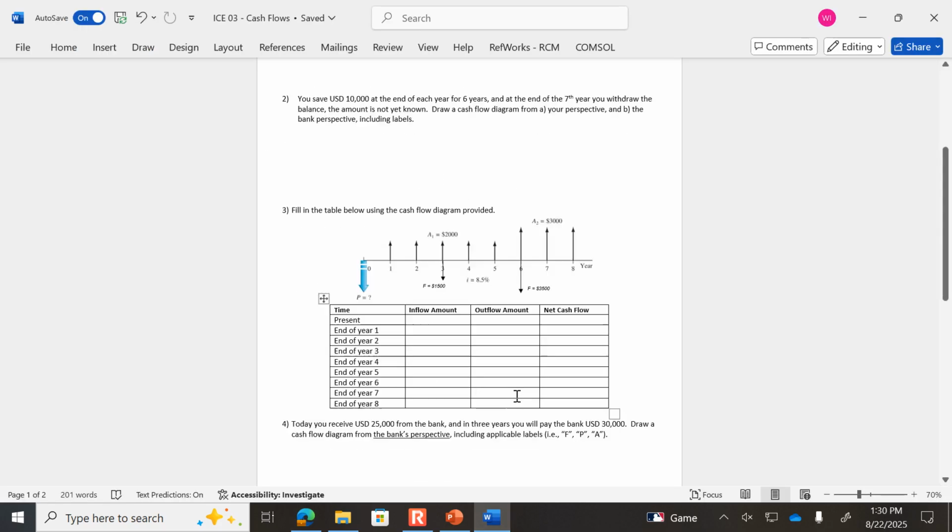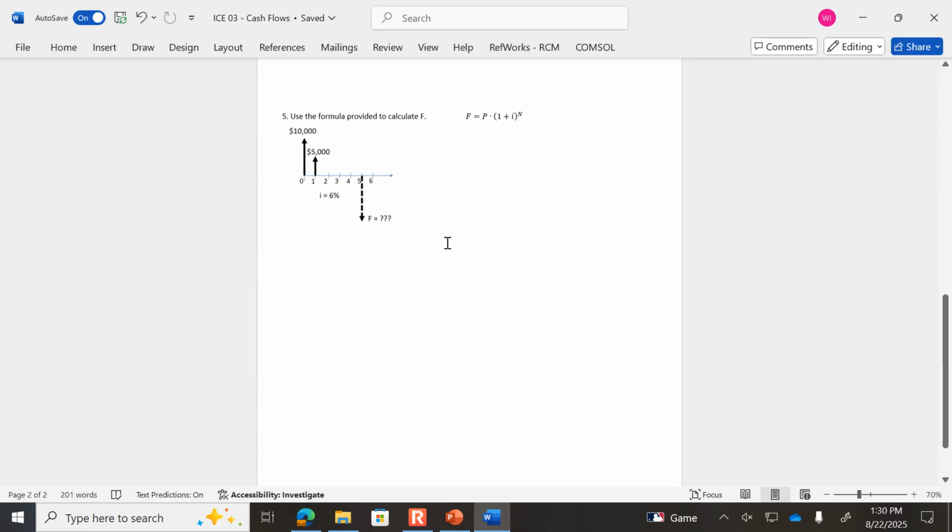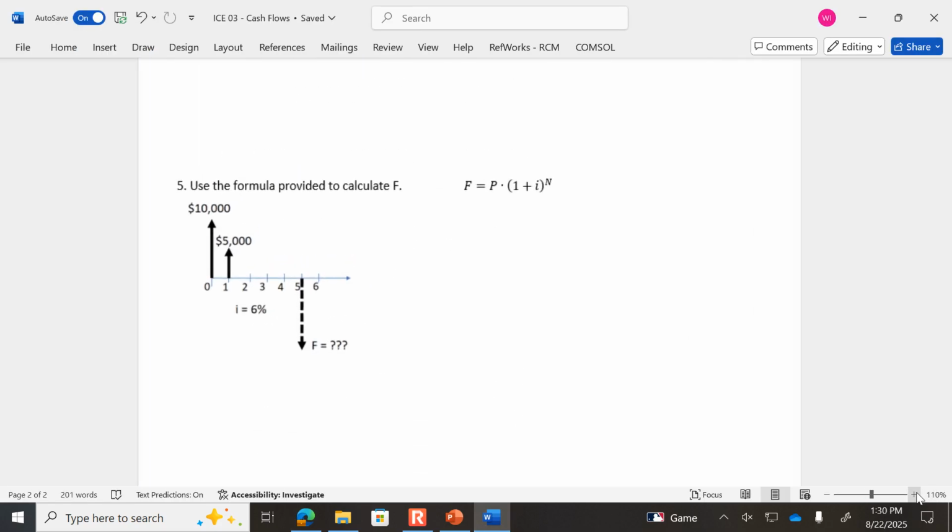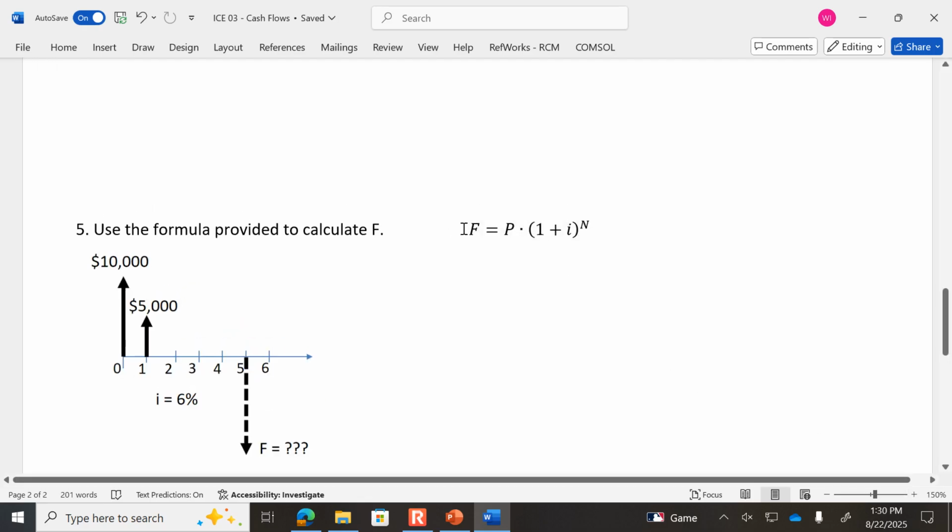Okay, so let's pause for a moment just to get some details about problem 5. What this formula says is that if you know a certain amount in the present, you can find the future equivalent of it by taking into account the interest rate i, which is expressed as a decimal, and n, the number of periods of compounding.